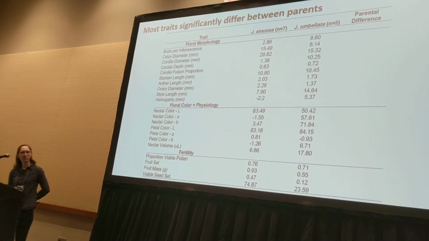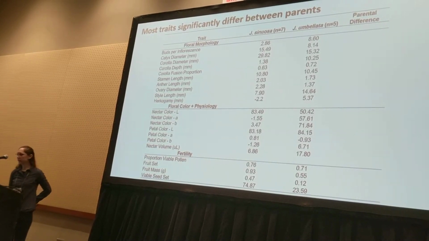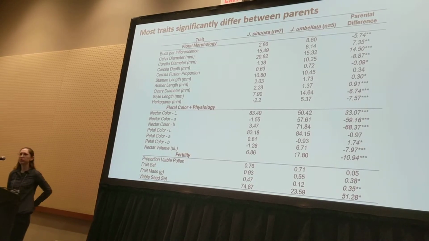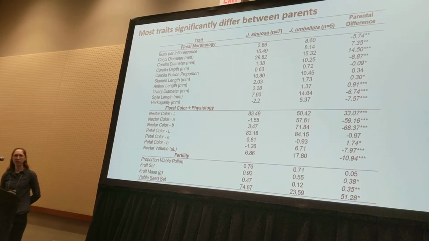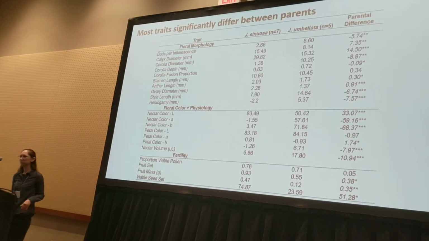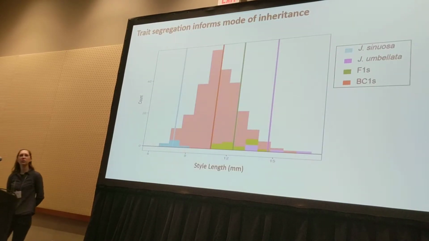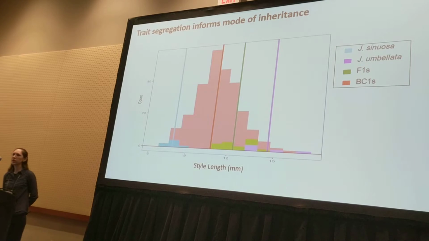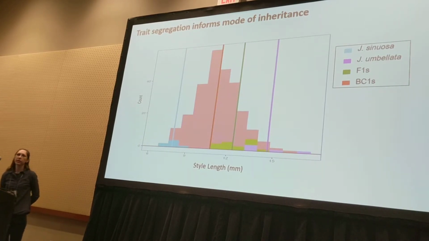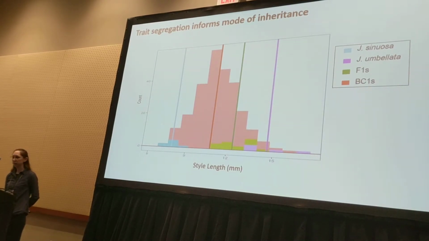Okay, so I measured a whole bunch of traits. Here are some of them here. And I assure you that most of them did in fact significantly differ between our two parents. It's a good thing, we need that for QTL mapping. When we look at the segregation of our traits in our population, this can inform us of the mode of inheritance for the genes underlying our trait.